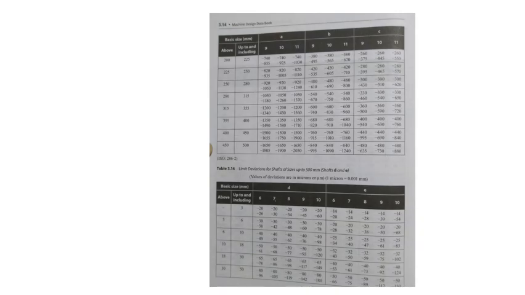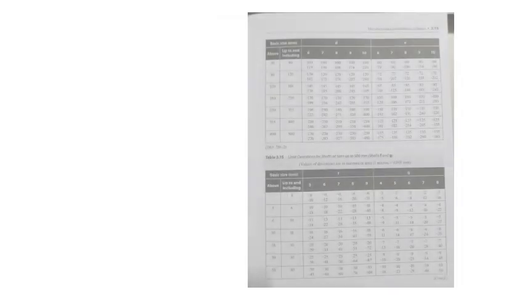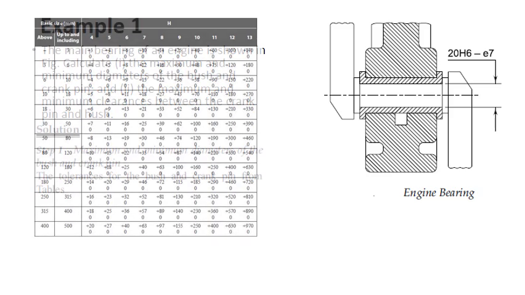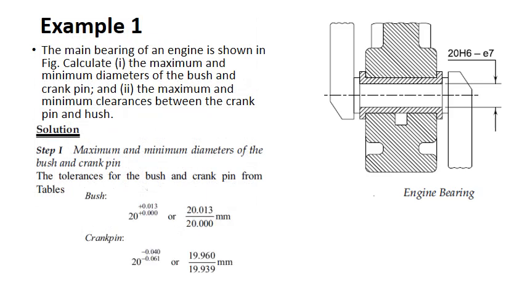So here between 18 to 30 we have our basic size under E7. So minus 40, minus 61. So we have a unidirectional tolerancing system. Minus 40 micron to minus 61 micron, and you have to convert that to mm. So please don't forget that. Yes, let's come back to our problem. So minus 0.040 mm, minus 0.061 mm.